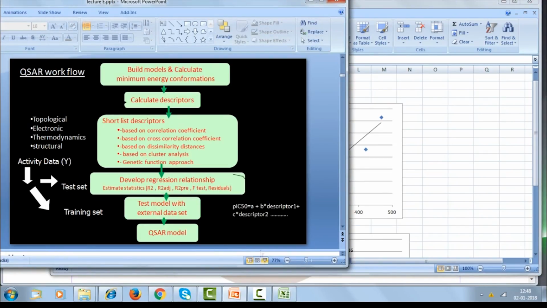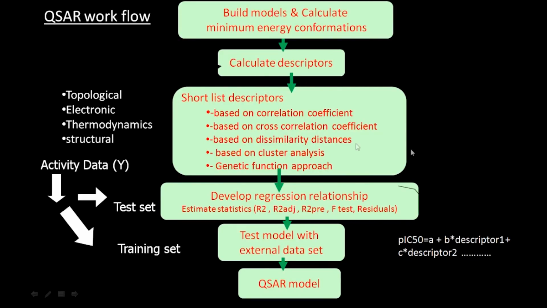Okay, so that's a very important point. They should not be correlated. They should be dissimilar, as dissimilar as possible. So we can do cluster analysis, we can do so many things to shortlist descriptors. Shortlisting descriptors is a big challenge.